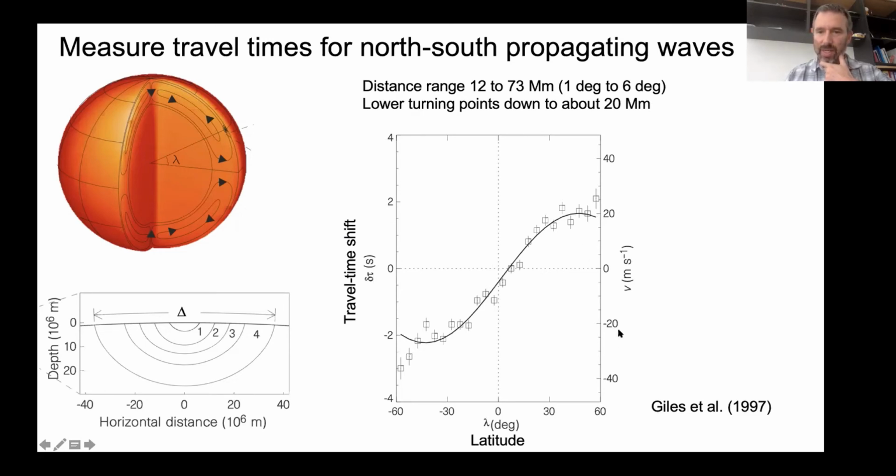And on the other y-axis here, they've provided a calibration. So it's just, if you had a uniform flow, how would you interpret that travel time as a flow? And that's an interesting number. It tells you that this meridional circulation is getting up to 20 meters per second. So you already can read off a basic amplitude of the flow here.